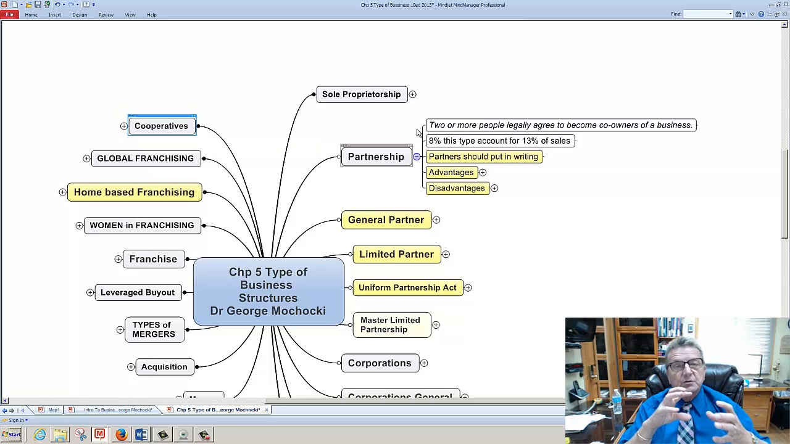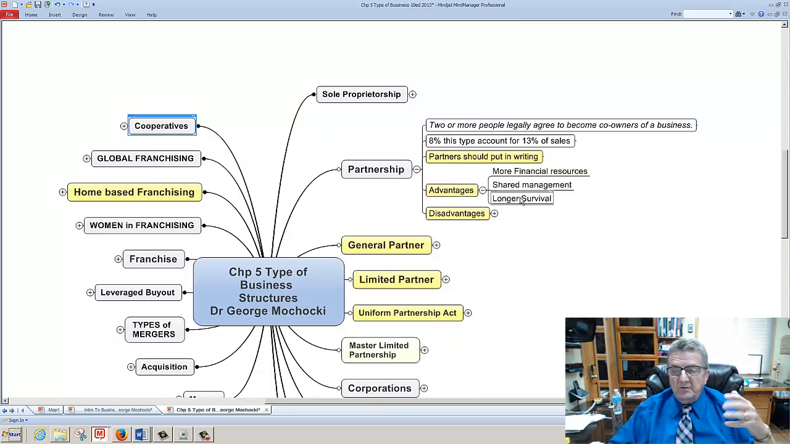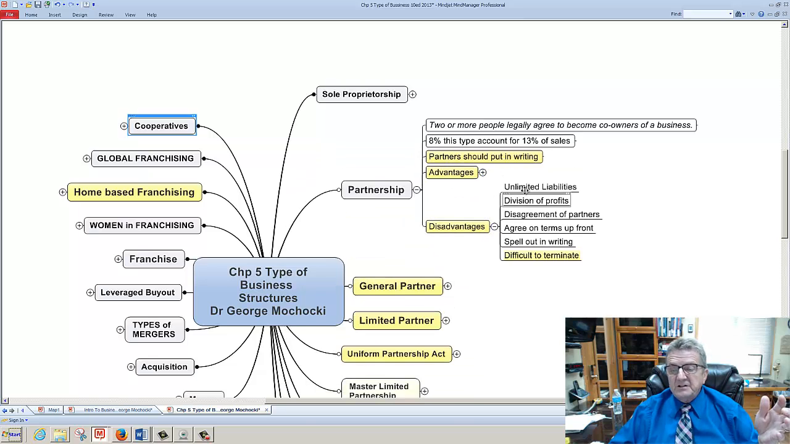There is no contractual agreement with a partner, just like you could get married right away and have no contract. The problem is when you're trying to divorce that person or break up the partnership. So it is always recommended to put it in writing. What are the advantages? You have more financial resources, you share management, longer survival. Disadvantages: unlimited liabilities, you have to divide the profit.